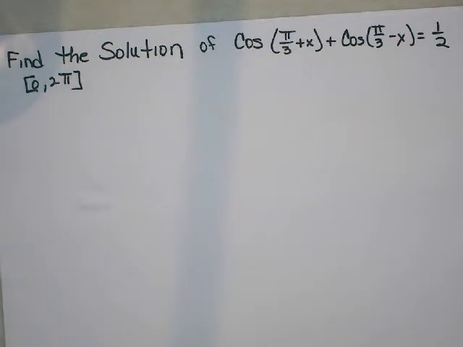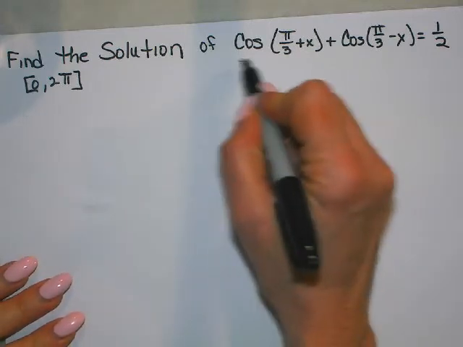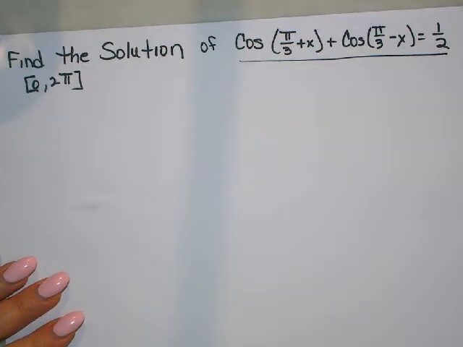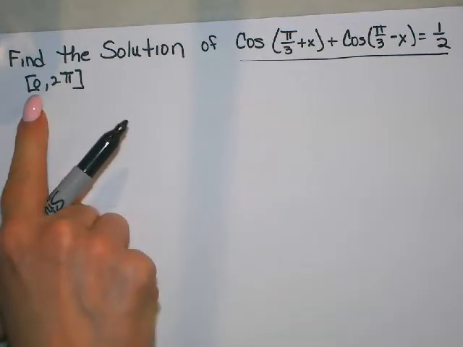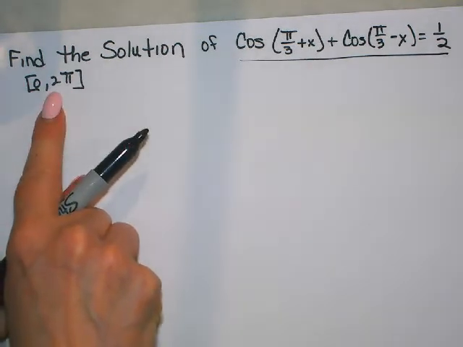Okay, so today I'm just going to show you how to do one type of problem. You're going to solve a trig equation using the sum and difference identity. So the equation is this. Find the solution of that over the interval of 0 to 2 pi, including both numbers.